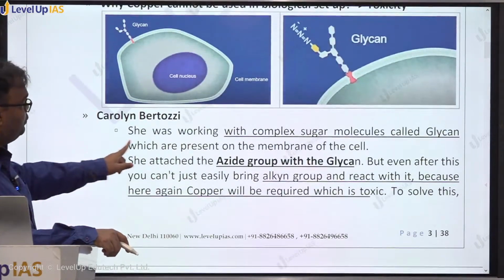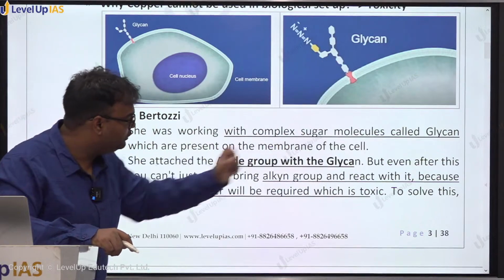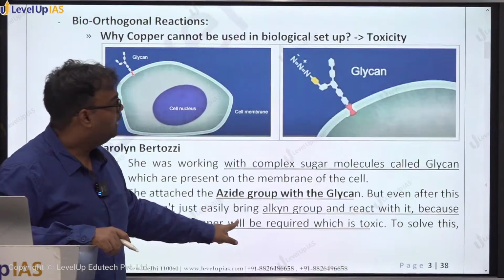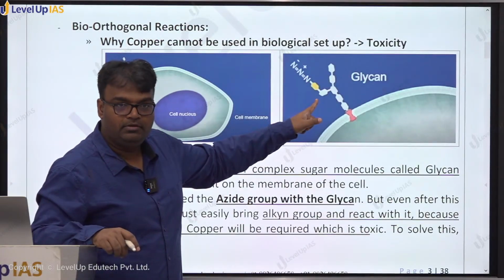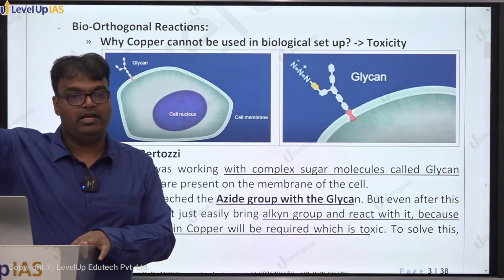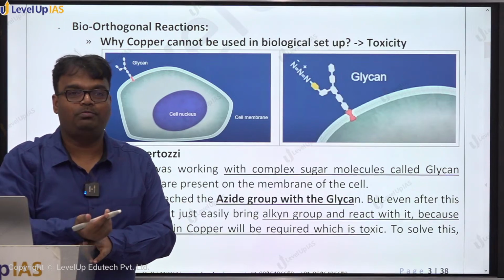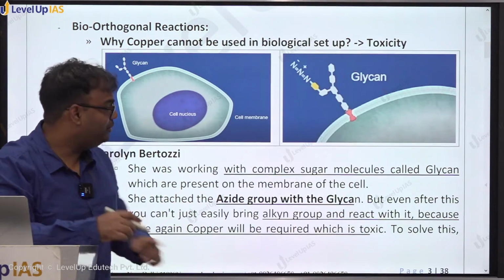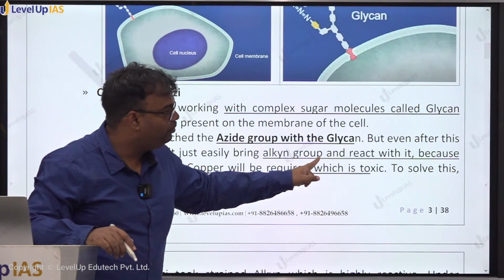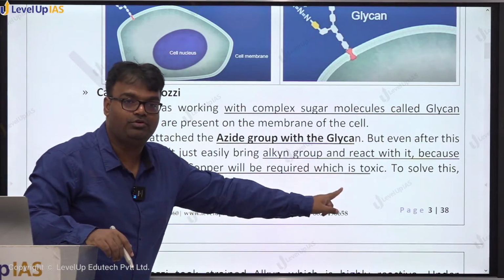So she was working with complex sugar molecule called glycan, which are present on the membrane of the cell. She attached azide group with the glycan. Azide group यहाँ attach कर दिया, right? Now हमने azide alkyl reactions देखे हैं using copper, but she could not use copper here. Okay, she could not use, but even after this, you can't just easily bring alkyne group and react with it, because here again copper will be required, which is toxic.